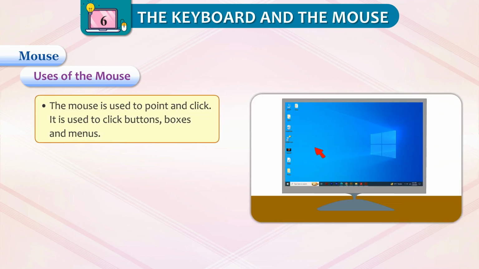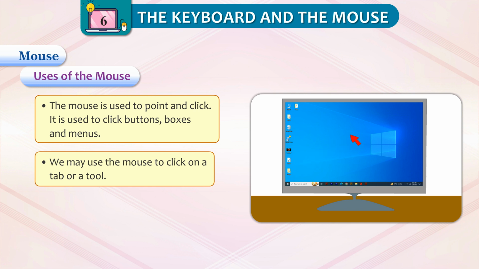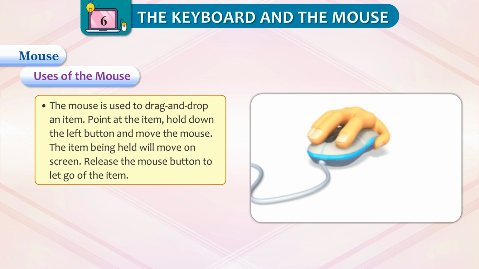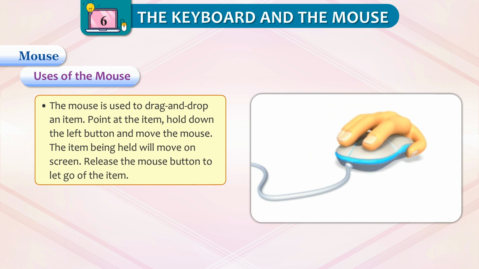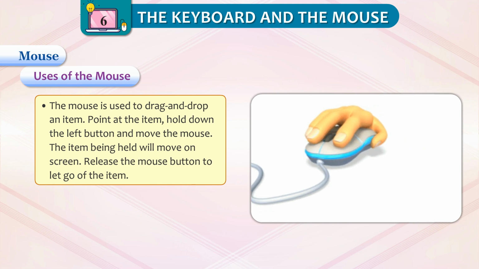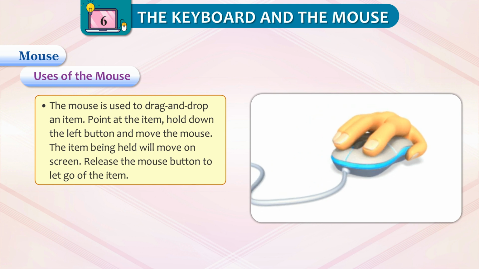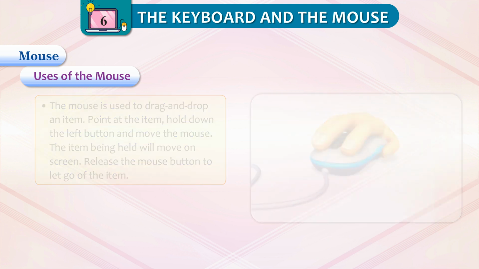The mouse is used to point and click. It is used to click buttons, boxes, and menus. We may use the mouse to click on a tab or a tool. The mouse is used to drag and drop an item. Point at the item, hold down the left button and move the mouse. The item being held will move on screen. Release the mouse button to let go of the item.